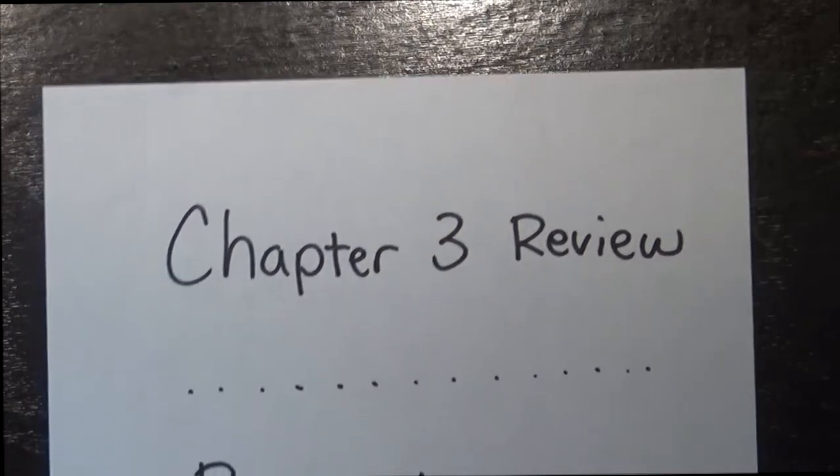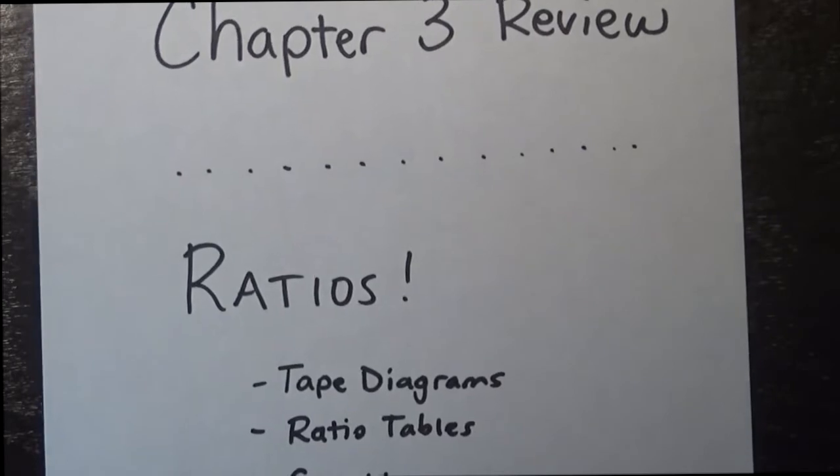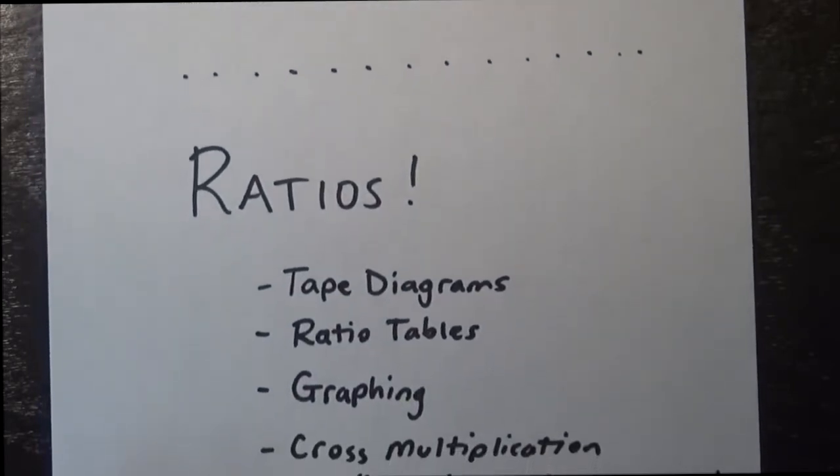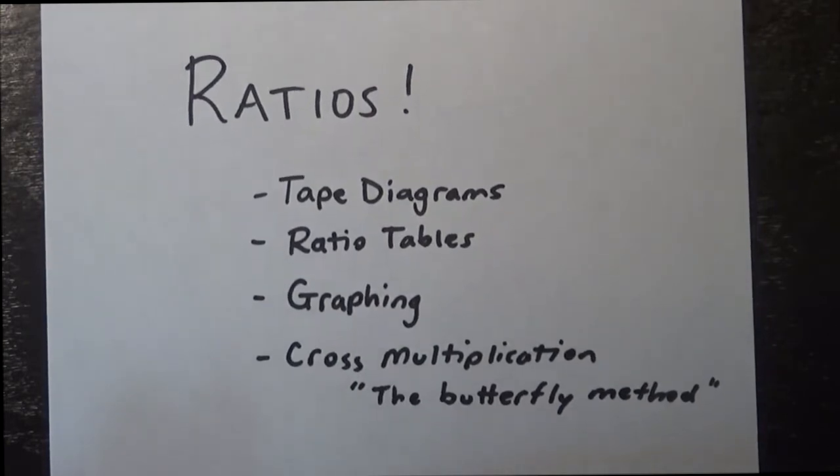You might be wondering, what did we learn about in Chapter 3? Well, it was all about ratios. You might remember using tape diagrams to solve them, or using ratio tables, or graphing. We also learned about the idea of cross multiplication, or we sometimes call it the butterfly method, to solve ratio problems.